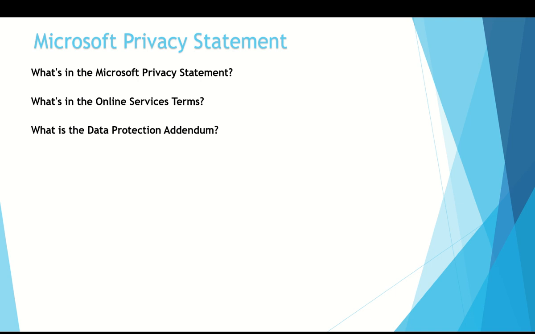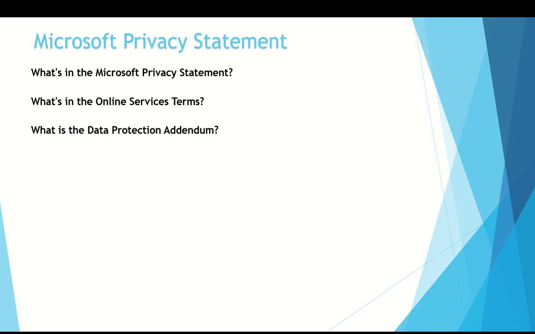Talking about the Online Services Terms, the OST is a legal agreement between Microsoft and the customer. The OST details the obligations by both parties with respect to the processing and security of customer data and personal data. The OST applies especially to Microsoft online services that you license through a subscription, including Azure, Dynamics 365, Office 365, and Bing Maps.